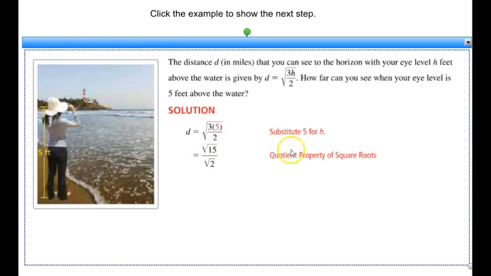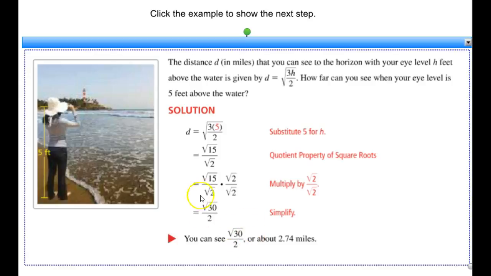So once I have that, I can go ahead and use my quotient property to split up the numerator and the denominator. Then I have to get rid of this radical in the denominator by rationalizing. So I multiply both the numerator and the denominator by the square root of 2. So then I can multiply. And I know that 15 times 2 is 30, and the square root of 2 times the square root of 2 gives me 2. This is as simple as I can get.